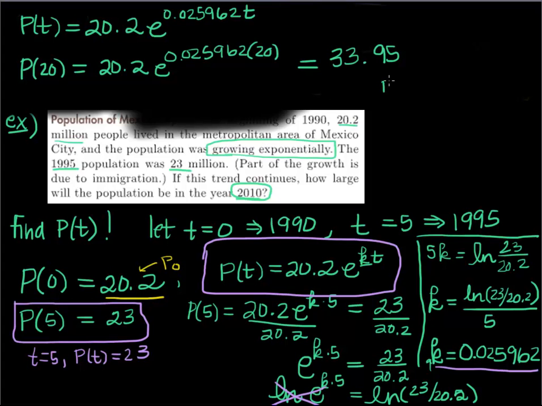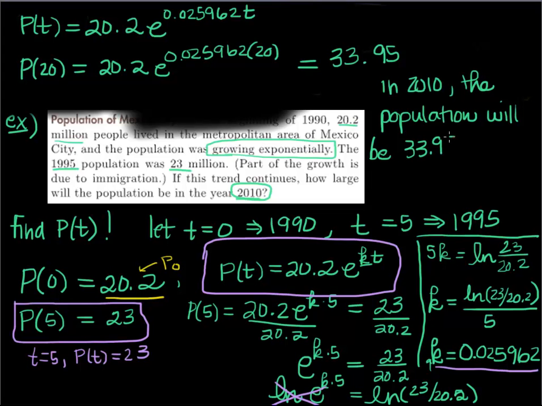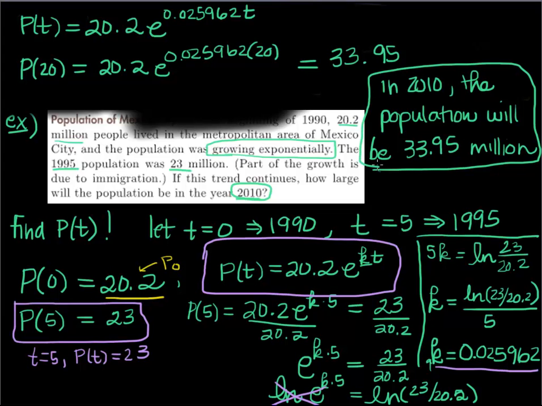Now we could go out a little further if we wanted to, but it says how large will the population be? So in 2010, the population is estimated to be, but we'll just say will be. Remember, this is a mathematical model, so it's not always perfect. And I know you're like, but Sarah, you told me math was everything that's perfect and true. Well, it is, but the problem is the world is not perfect and true. So it doesn't always follow the perfect and true math. All right, and that's how you do that problem.